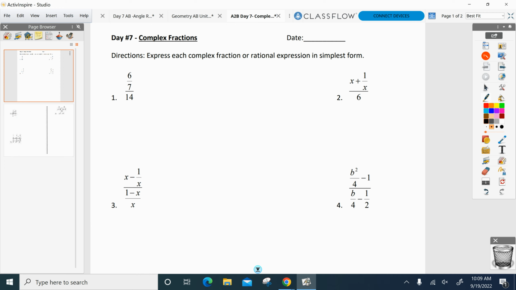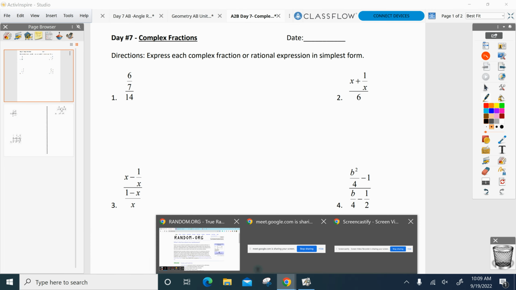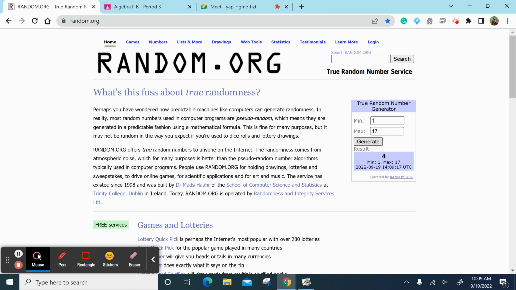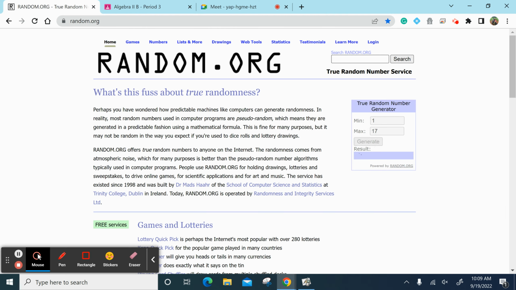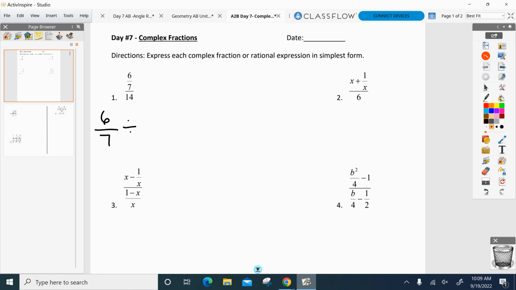First one, 6/7 divided by 14. Somebody tell me what's on top. Name the fraction that's in the numerator. 6/7, right? So everyone ready? All I'm going to do is write this out. 6/7 divided by, name the fraction that's on the bottom. Wait, there is no fraction. Yes, there is. It's there. What's the fraction on the bottom? 14 over 1.